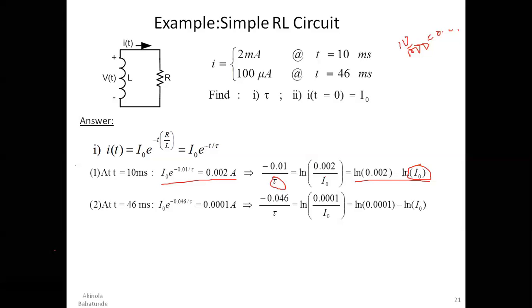So you find out that we have I naught exponential minus 0.046 over tau, which is going to be 40 milliseconds, by the way, as our time. So you replace t with that, equal to the value of the current at that point, I of t. So you replace I of t with 100 microampere. So 100 over 10 raised to the power 6 will give us 0.0001. If you solve that, you would also obtain equation 2.